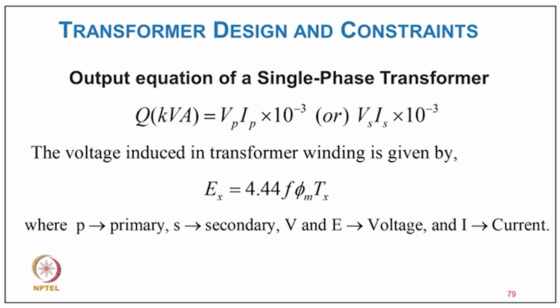So Q is equal to Ep Ip. The primary voltage can be approximated as very close to the induced primary voltage, then primary current into 10 power minus 3, where P is primary and S is secondary, V is voltage and I is the current. The voltage induced in the transformer winding is normally put as Ex equal to 4.44 f into phi m into Tx, where x can be either primary or secondary.